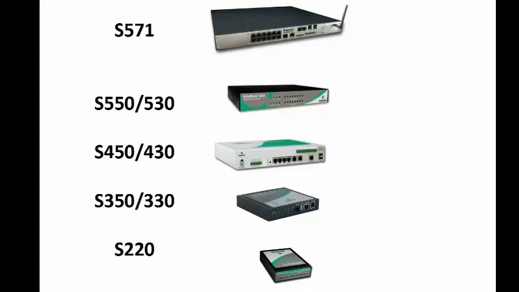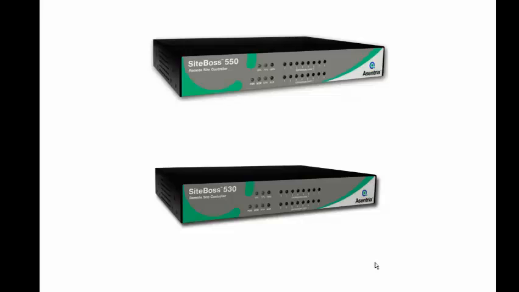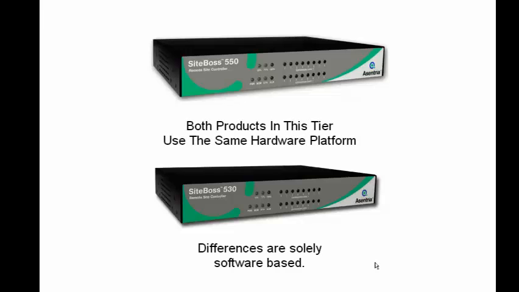The 5 product tiers are the SiteBoss 571, the SiteBoss 550 and 530, the SiteBoss 450 and 430, the SiteBoss 350 and 330, and the SiteBoss 220. The best place to start is our most popular product tier, the SiteBoss 550 and 530 site controllers. Both of these products utilize the same hardware platform. Their differences are solely software-based.